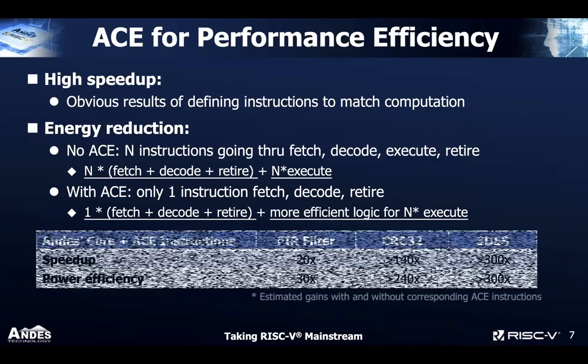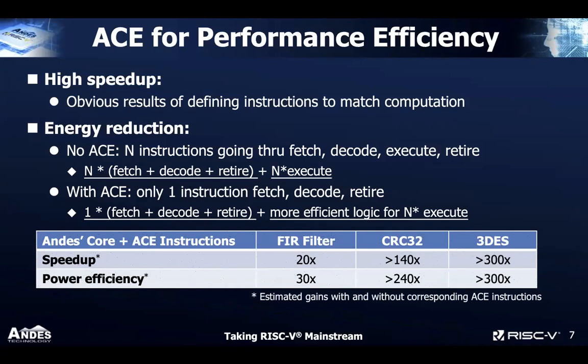It's a perfect combination. So what kind of performance do we expect? For a simple FIR filter, we expect 20 to 30 times acceleration, and the acceleration is matched with power savings. For a more complex algorithm like triple DES, we could accelerate it 300 times, and we can save power 300 times. So it is a very powerful tool to accelerate computing and save power.